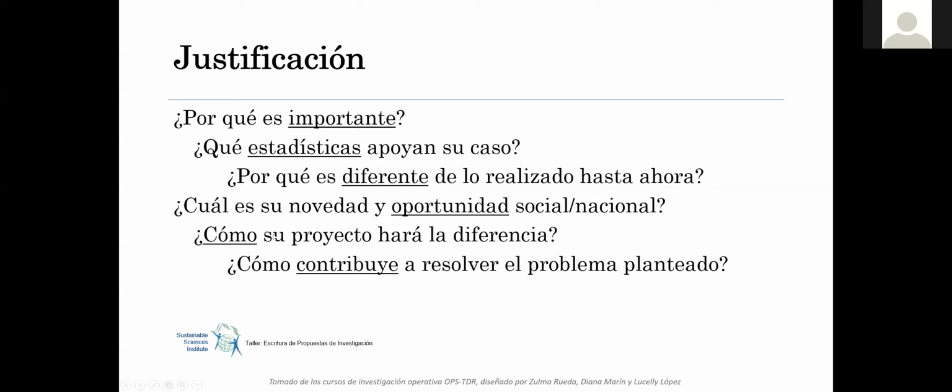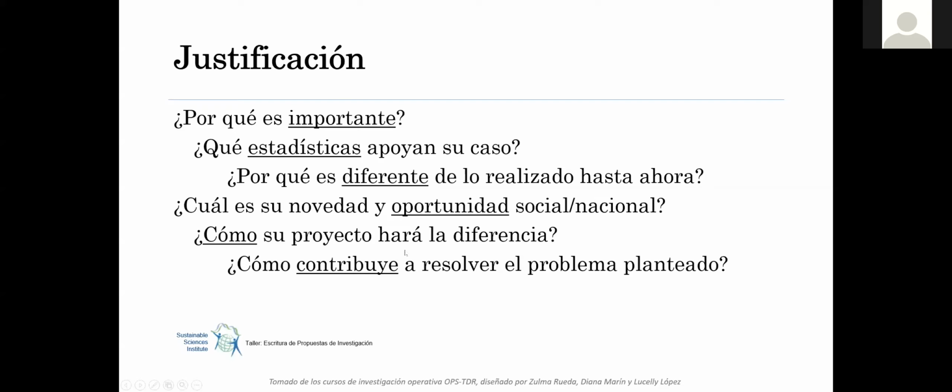What's the difference that it's going to make vis-a-vis what is already known? And what's the novelty and the opportunity, not only for society, but also for the national governments? Now that we have a global pandemic, there are certain concerns that go beyond our borders. So what are the opportunities in our social context and our territories? That's an important element to justify the proposal that we're presenting.